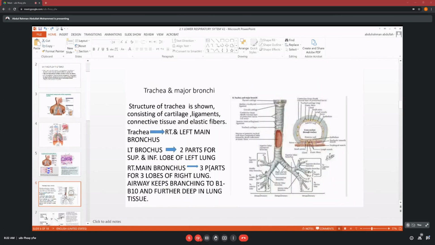We know that the trachea is made up of tracheal rings. They are cartilages. The tracheal rings keep the passage of the conducting zone always open, not closed.